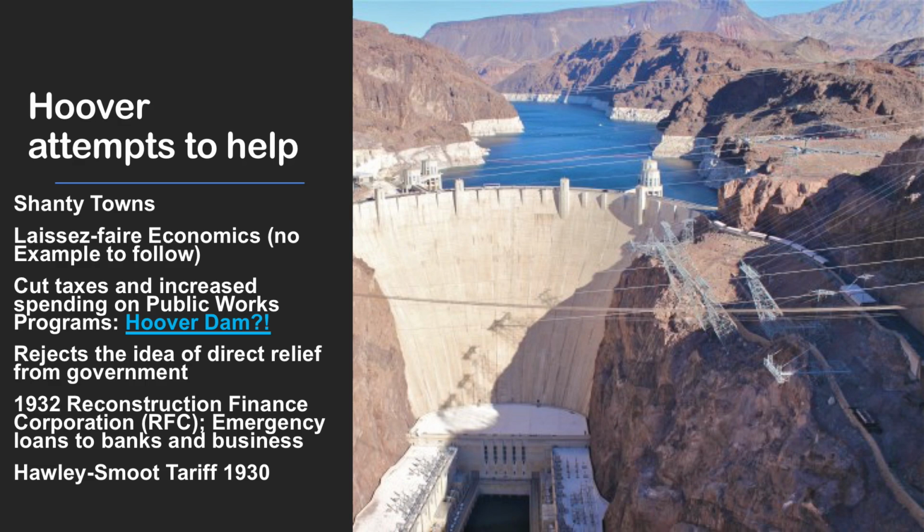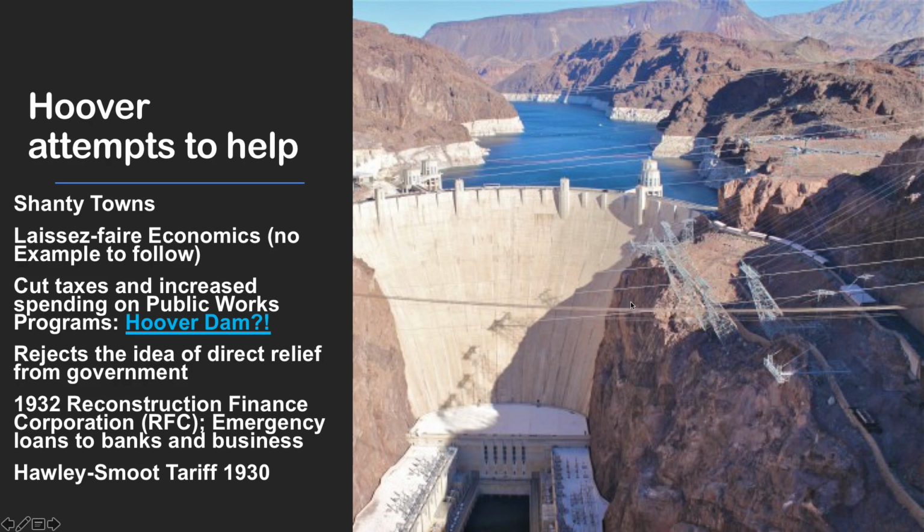But it turns out Hoover was a little bit more active than people often give him credit for. He cuts taxes. He increases spending on public work programs. We mentioned this once in class before. A public work program is where the government creates jobs to help put people to work. With him, it was building roads, there was some hospitals built, some schools were built. Sometimes people think of the Hoover Dam.